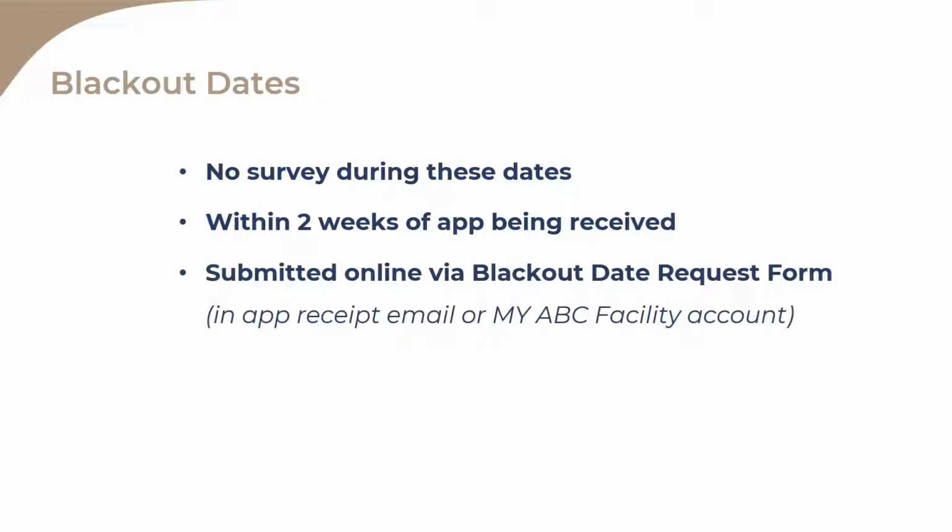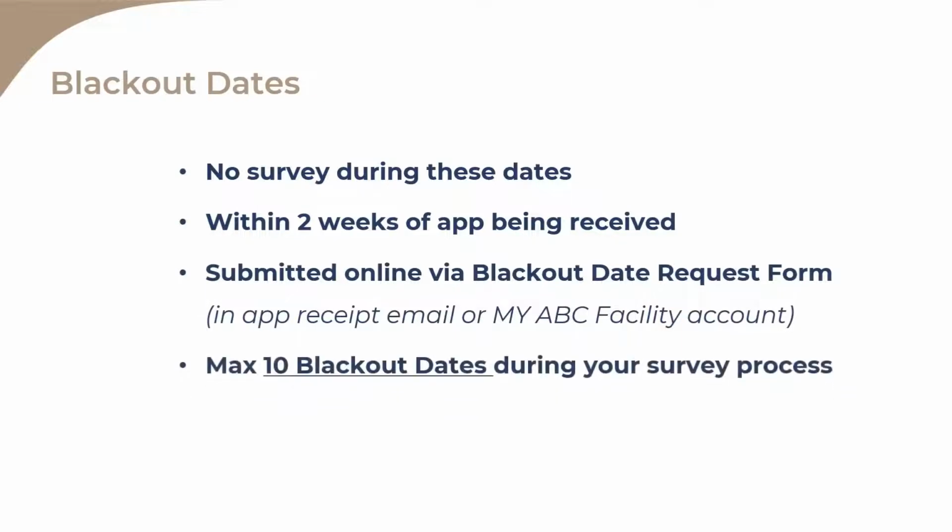For your accreditation, you'll be allowed a maximum of 10 blackout dates during a 6-month period. Now, this will go into effect February 2023 during your accreditation period. You'll receive an email notification that your site is due to be re-accredited. The link to that blackout date form is also included, as I said again, in this email and must be submitted online. Now, you can also get the form by logging into your facility's My ABC account. That My ABC account, you're able to do everything there.